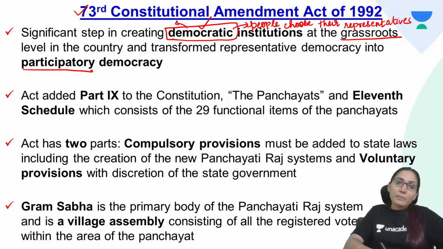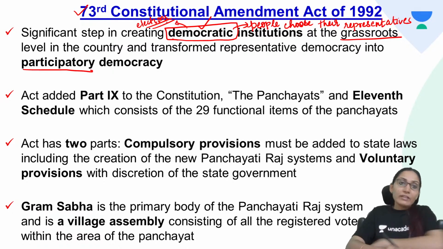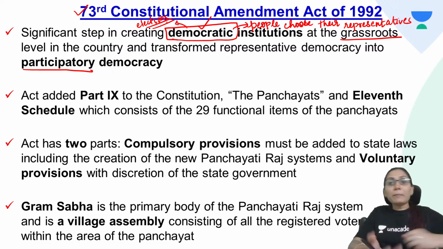And how do people choose their representatives? Through elections. And in India, now we have universal adult franchise. That is, every citizen of the country above the age of 18 years has the right to vote. So, the democratic institution means creating institutions through elections. That is, the people are choosing their representatives to form the institution. That is the concept of democratic institution.